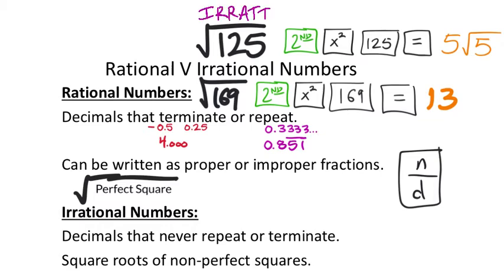Now, irrational in terms of decimals just means that the decimal is going to go on forever and ever, but it will never repeat or terminate. Now that we have 5 square root of 5 in the calculator, just right above enter, there's that double arrow button.